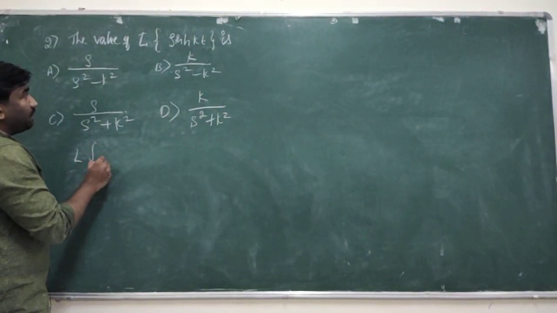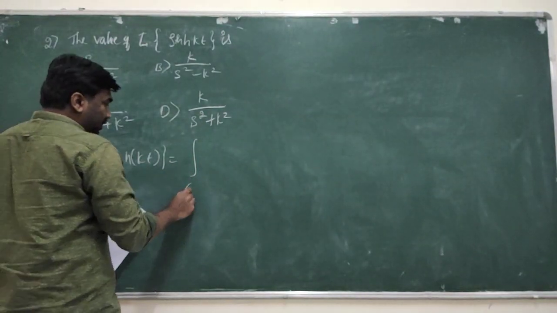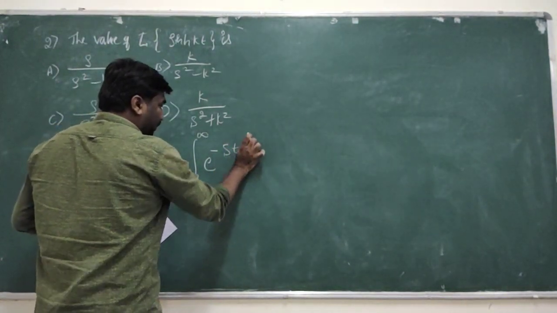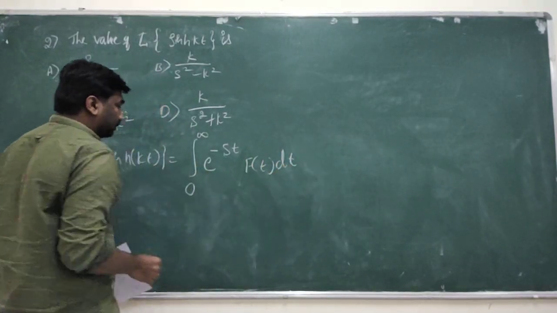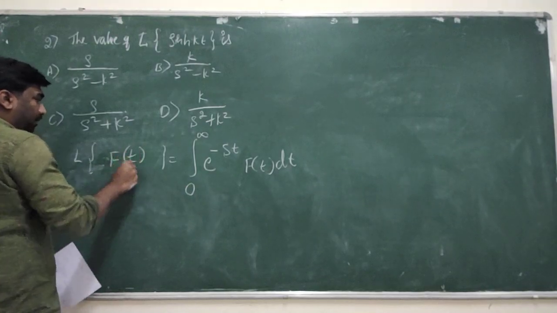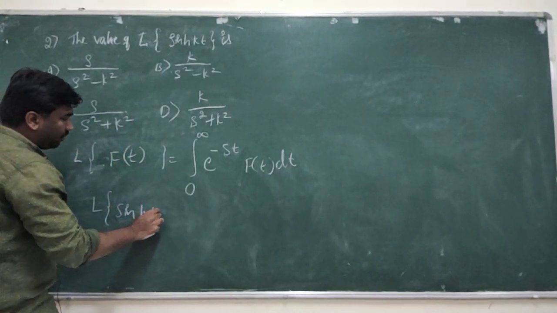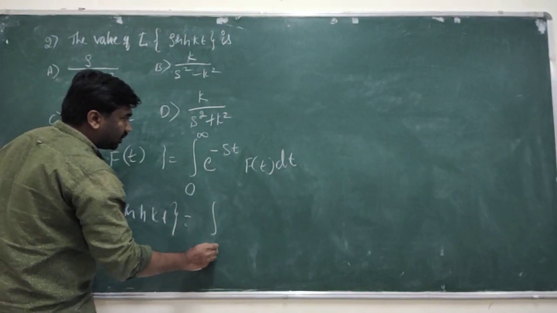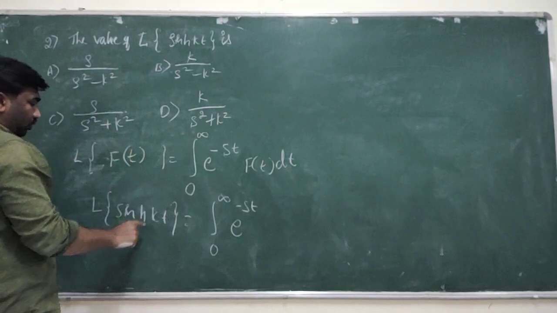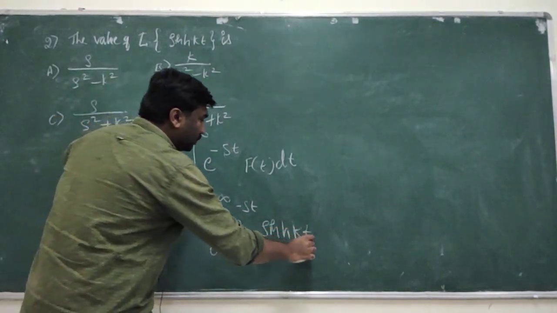So we know that Laplace transformation of f of t is integration from 0 to infinity of e power minus st into f of t into dt. Therefore Laplace transformation of sine hyperbolic kt is equal to integration from 0 to infinity of e power minus st, and in place of f of t we have sine hyperbolic kt, into dt.